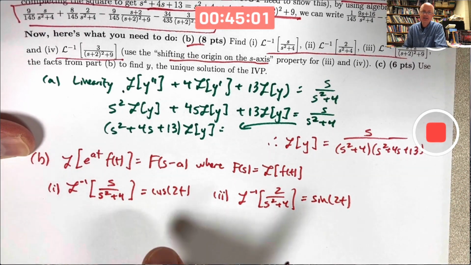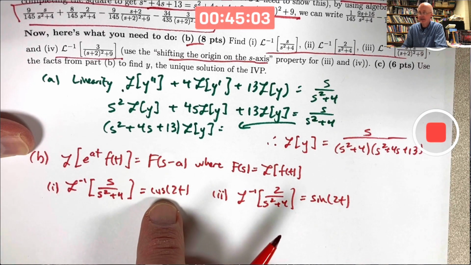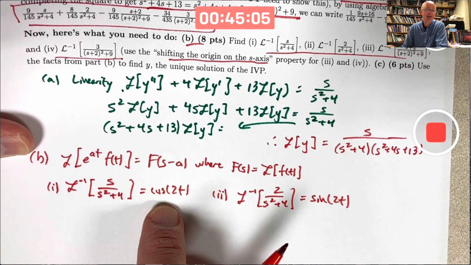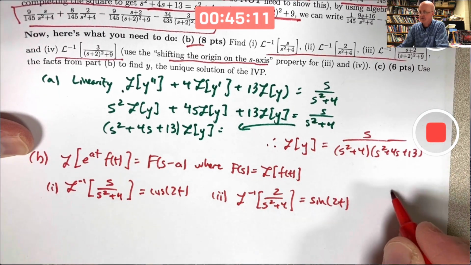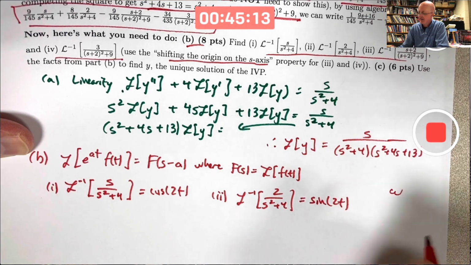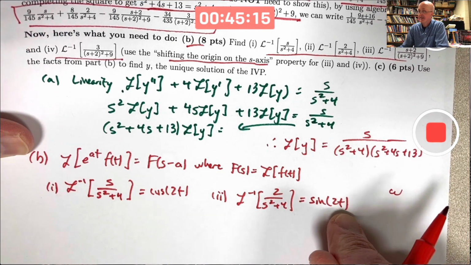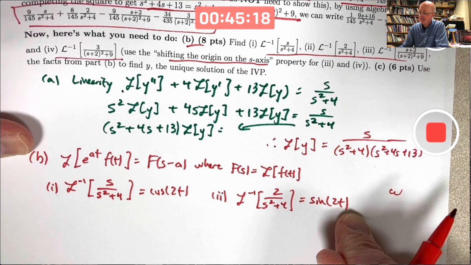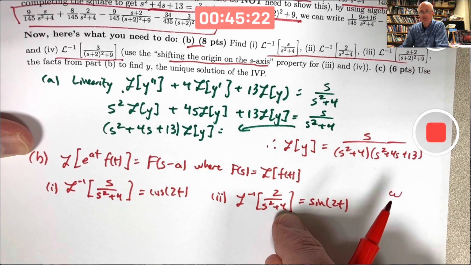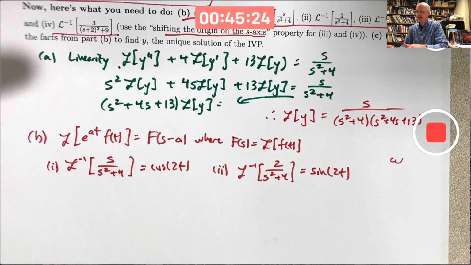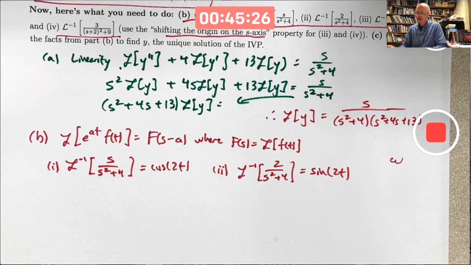The general facts that are related to these particular facts is that the Laplace transform of cosine of omega times t is s over s squared plus omega squared. Omega looks like a w. And the Laplace transform of sine of omega t turns out to be omega over s squared plus omega squared. Okay? Facts that can be derived. So that's 1 and 2. What about 3 and 4?